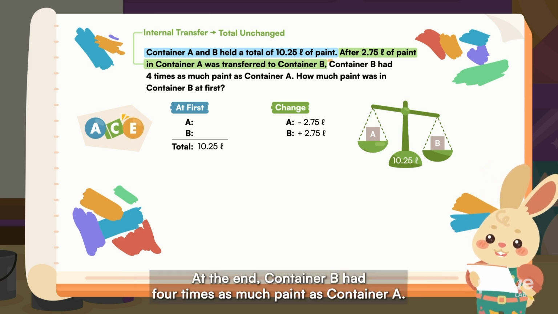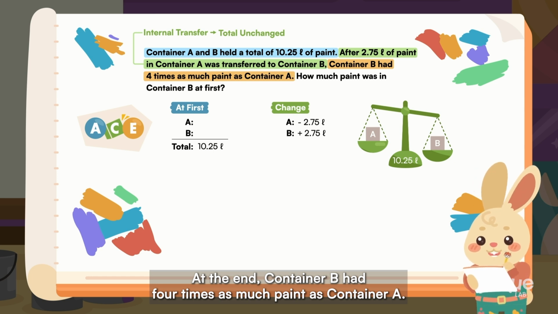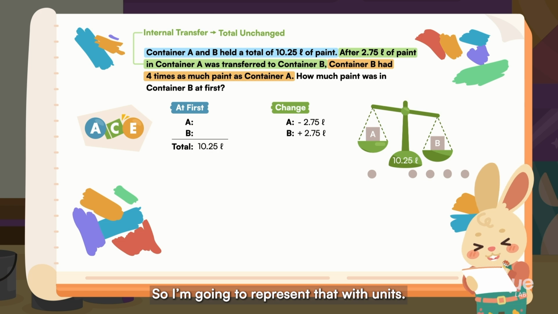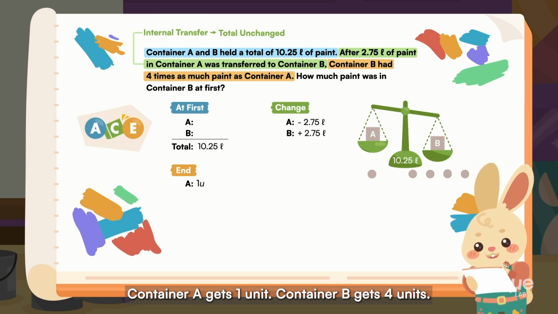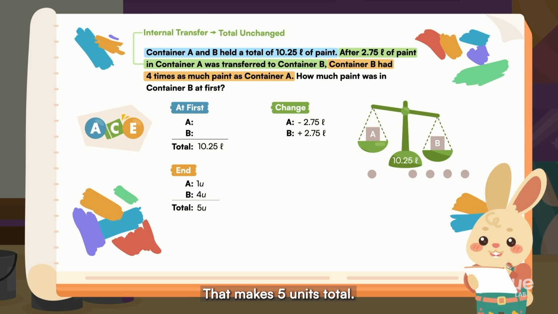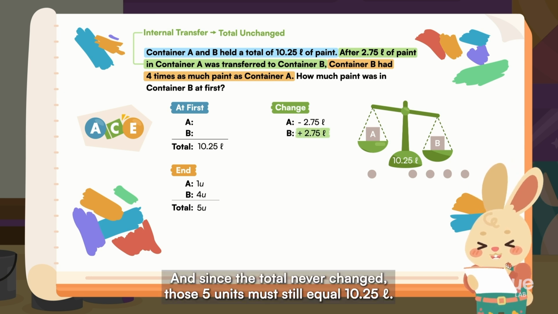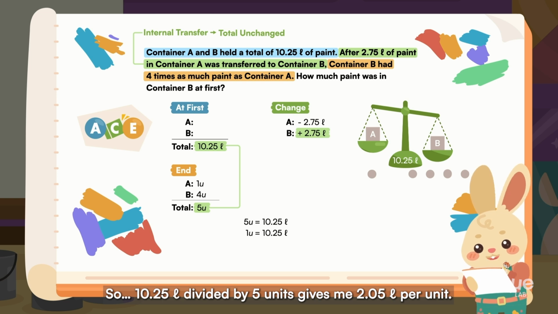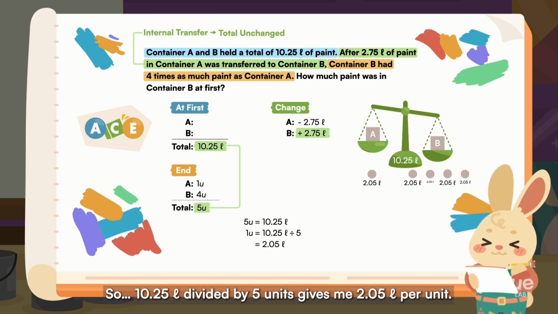At the end, container B had 4 times as much paint as container A. So I'm going to represent that with units. Container A gets 1 unit, container B gets 4 units. That makes 5 units total. And since the total never changed, those 5 units must still equal 10.25 liters. So, 10.25 liters divided by 5 units gives me 2.05 liters per unit.